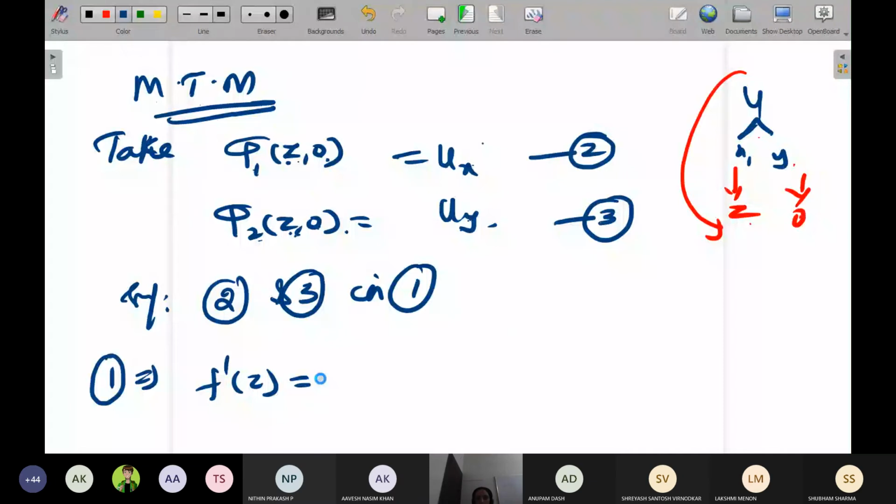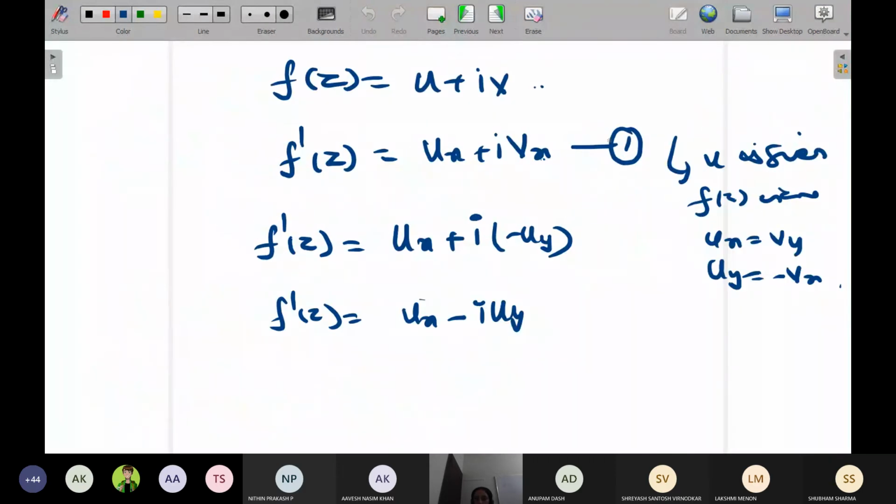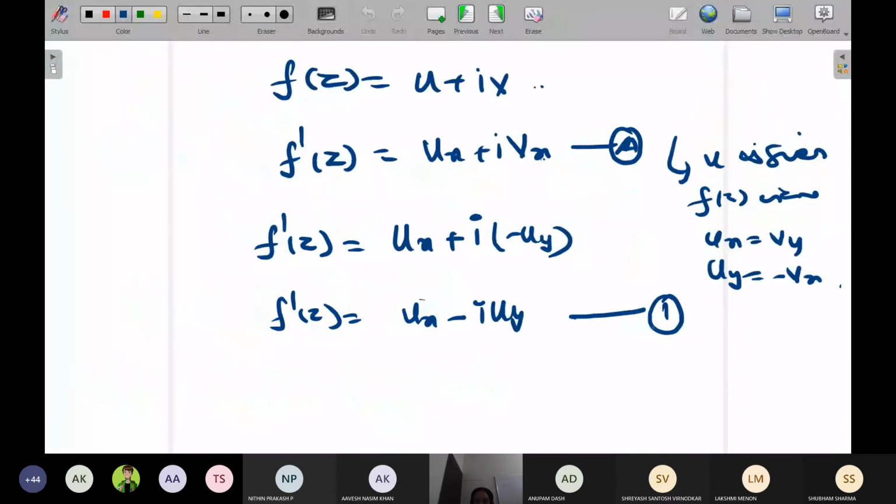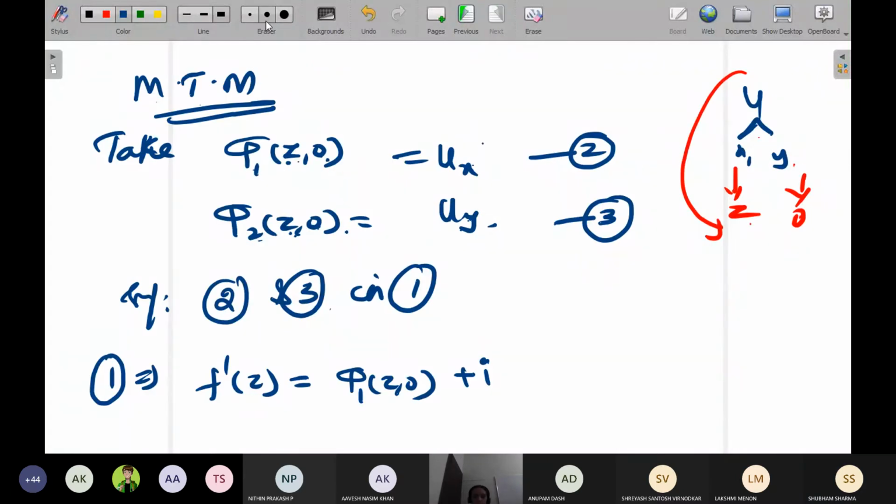F dash of z. So what is your ux? Ux you are going to substitute as pi 1 of z comma 0, plus i into, instead of that you can take this as equation number 1, so uy as minus i into pi 2 of z comma 0. So f dash of z is pi 1 of z comma 0 minus i into pi 2 of z comma 0.